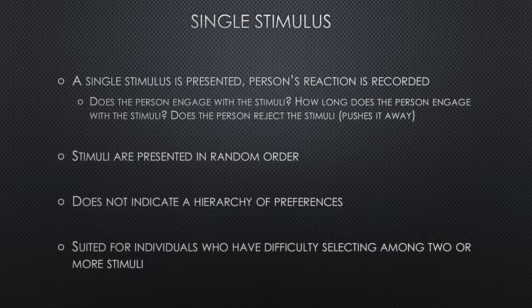One downfall of this method is that there's no real hierarchy determined, because it's not as if you're pitting two stimuli together. You're just showing, okay, does the child reach for this item or not? This is particularly good for students who have difficulty making choices. Here's a very short example of when a stimulus was presented and the child reacted.